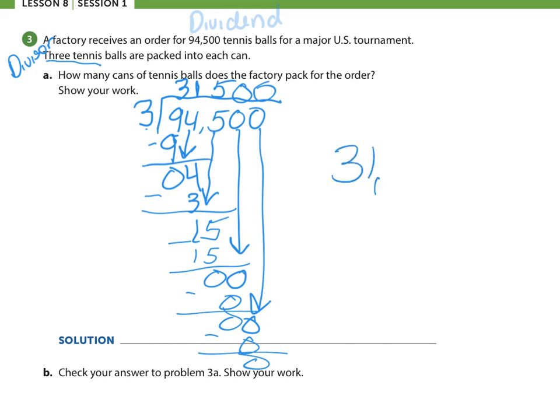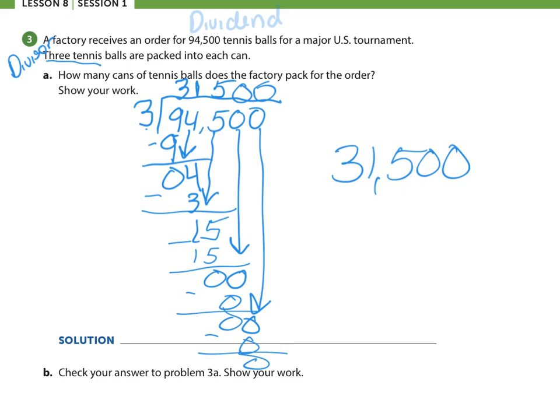So we can make 31,500 packages of 3. Okay, cans of 3 tennis balls. So how many cans of tennis balls does the factory pack for the order? The quotient is 31,500. We know that because we saw how many groups of 3 were in 94,500.